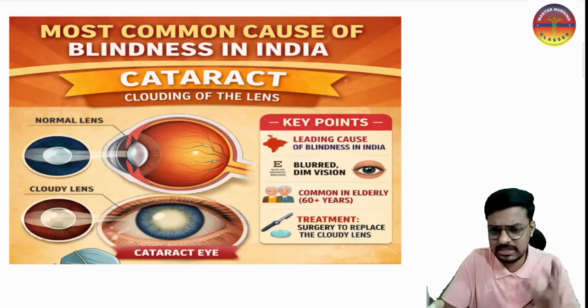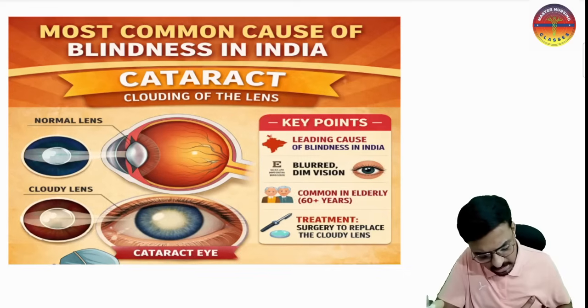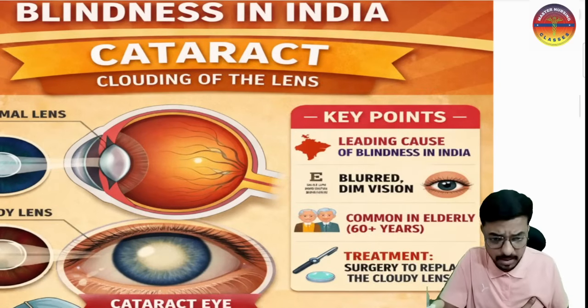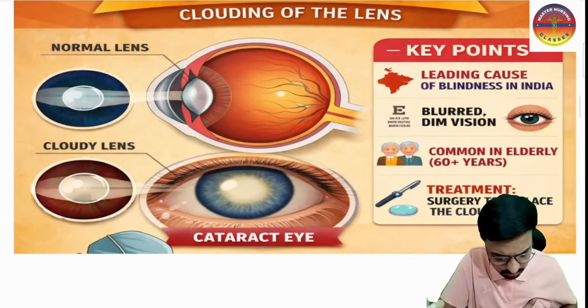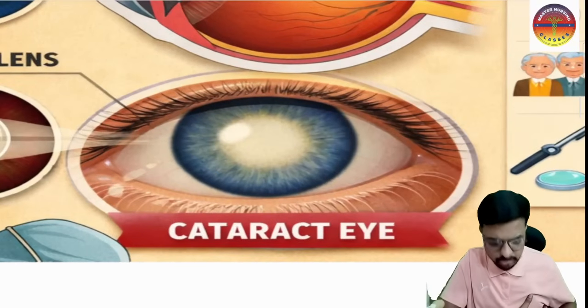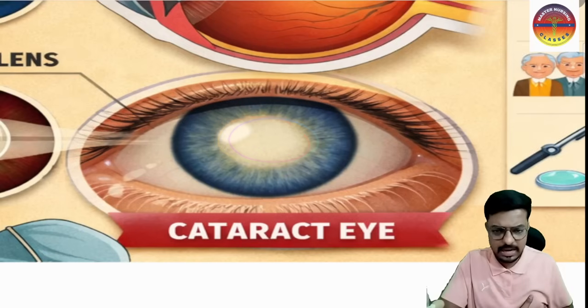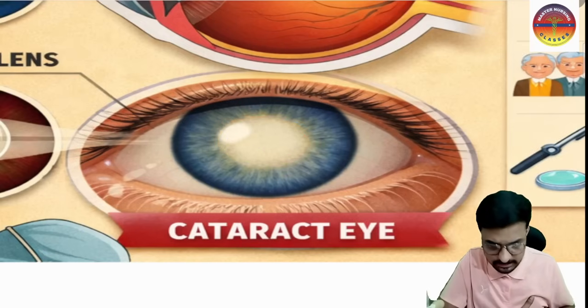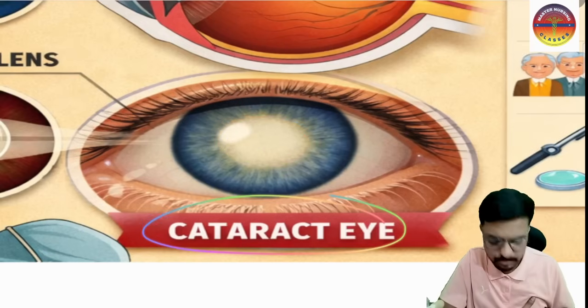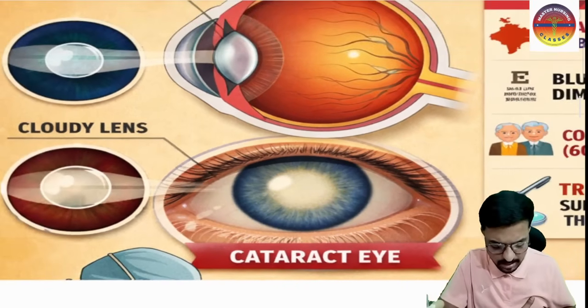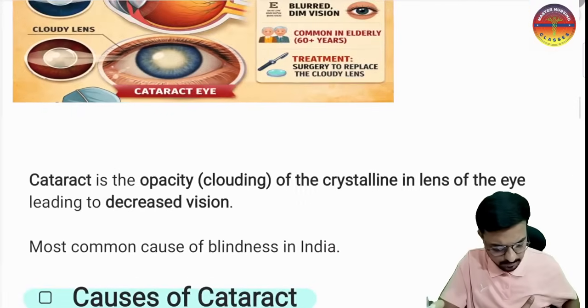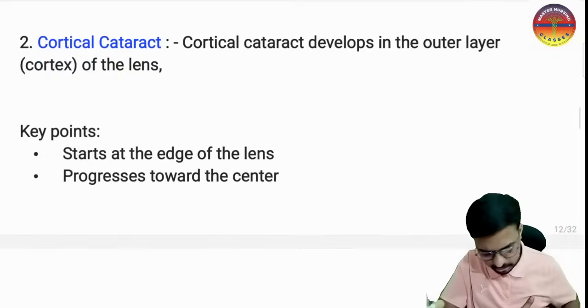Just understand what the cataract is: the cloudiness or opacity of the lens. Are you able to see this image here? This is where the lens becomes completely cloudy and completely opaque. This is how the eye of a cataract patient looks. Normal eyes are not like this. I will show how the normal eyes look with the red reflex.